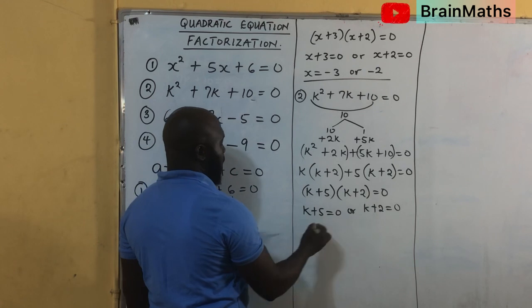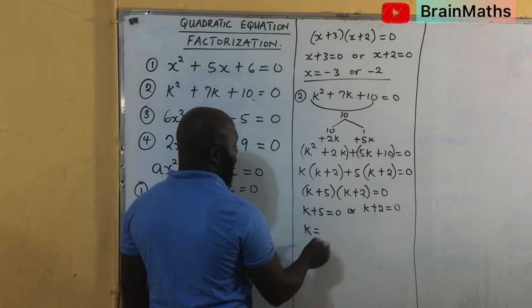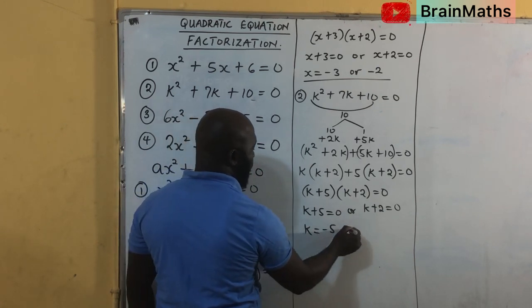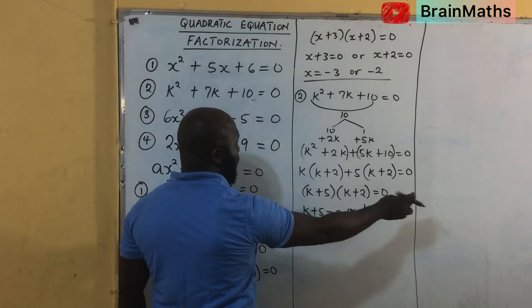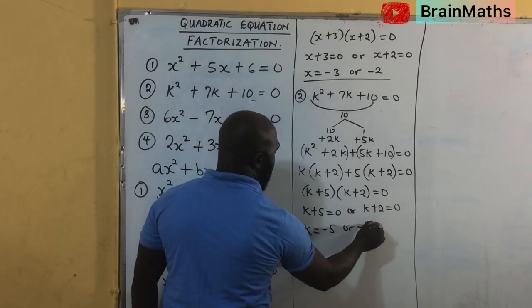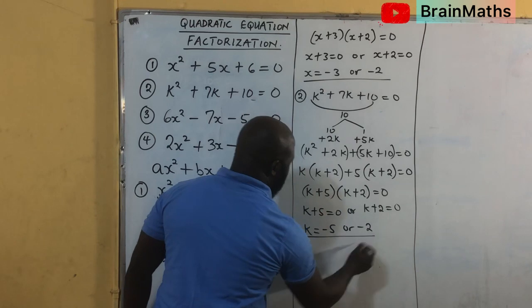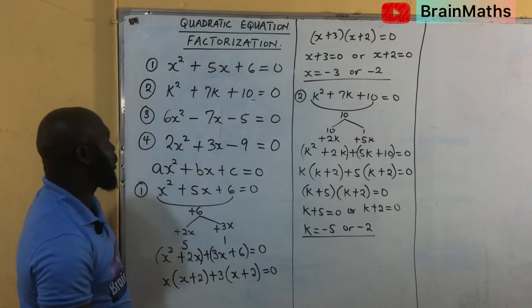So we have k plus 5 equals 0, or k plus 2 equals 0. So if plus 5 goes outside, it becomes minus 5, or when plus 2 also goes outside, it becomes minus 2. And that is the solution to question number 2.